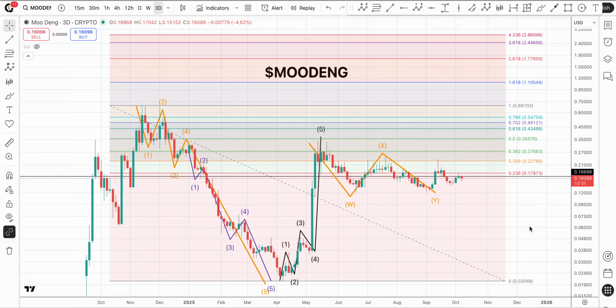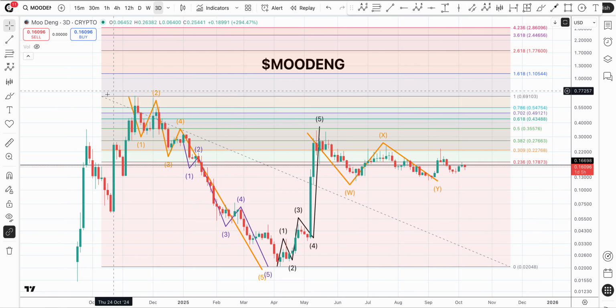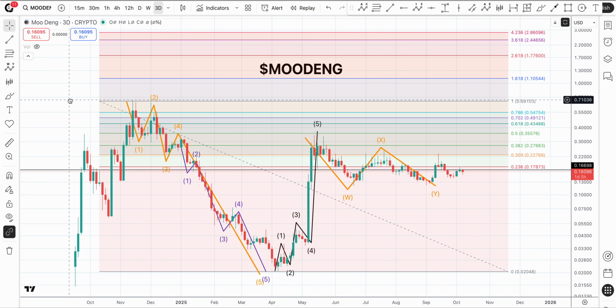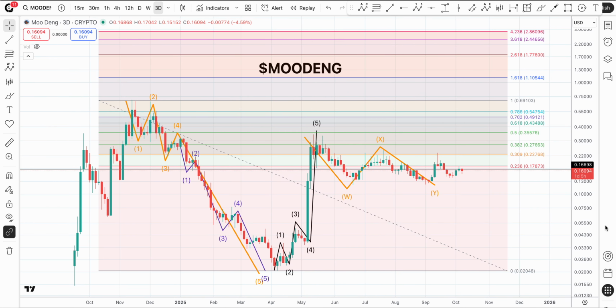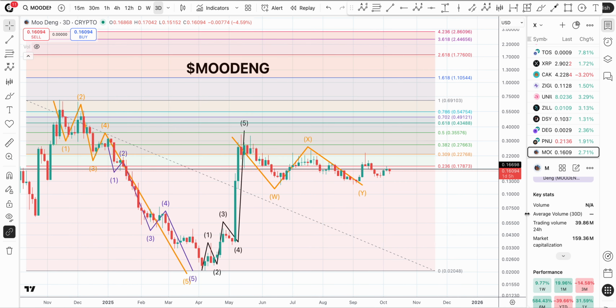So what we're going to be looking at today is waves 3, 4, and 5 for MOODENG. If you look at this, I already have it drawn out. Not too old of an asset, so I have to caution you there. Fibs and Elliott Waves use past data to predict future price movement, right? Well, we don't have a ton of past data on this, but we're going to give it a shot anyway. The other thing is this is a low cap coin, 160 million.